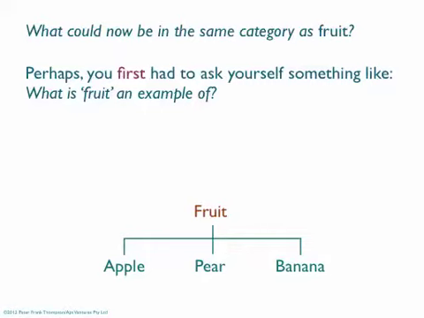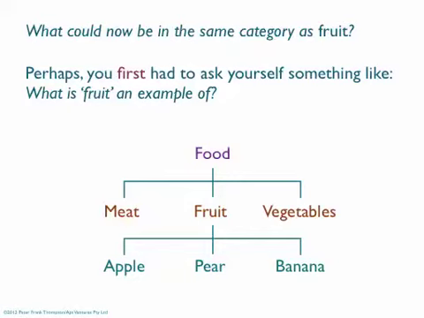So that question that's just appeared is asking what we had. What would fruit be an example of? And we could say food. Fruit definitely is one type of food. Other types of food include meat and vegetables.